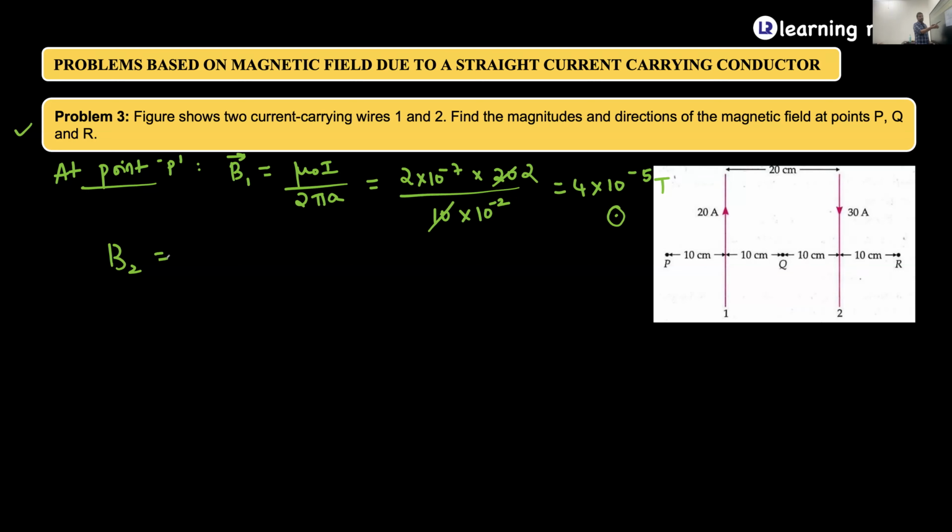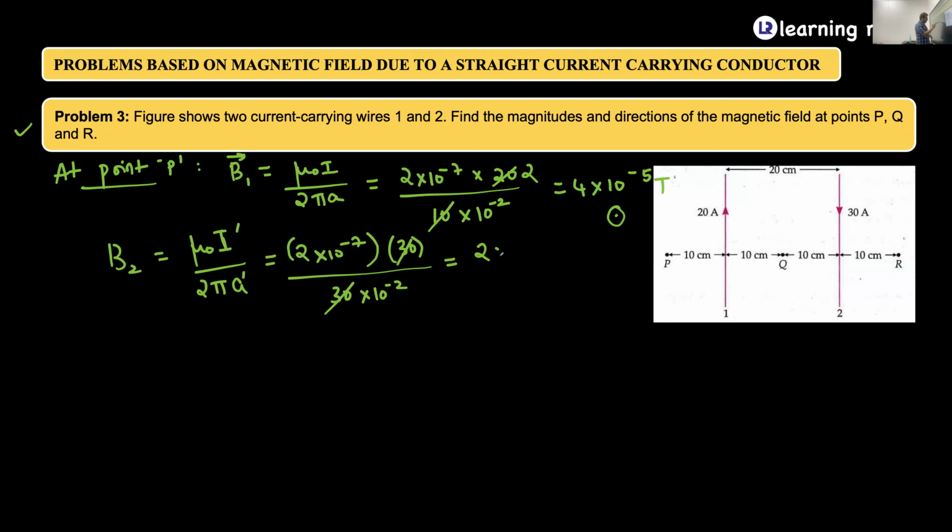the magnetic field due to the second conductor at point P, then what is going to be the value? It will be mu naught, let me call it I dash, divided by 2 pi A dash. So mu naught by 2 pi is again 2 into 10 power minus 7, into the value of I dash, which is 30, divided by A dash. A dash is going to be 10 plus 10 plus 10, so 30 into 10 power minus 2. 30 and 30 will get cancelled. So it will be 2 into 10 power minus 5 Tesla, where it is going to be into the plane.